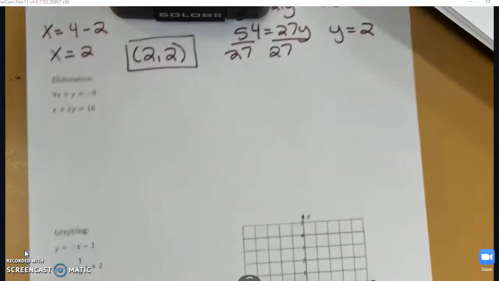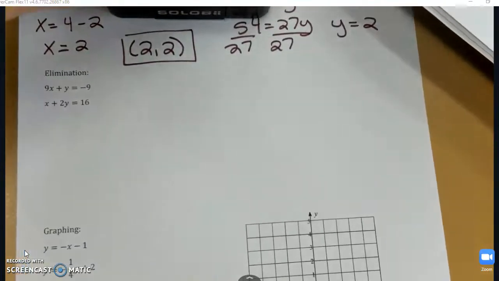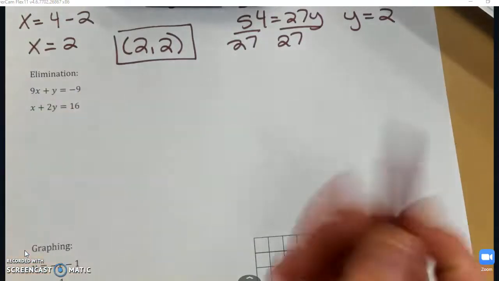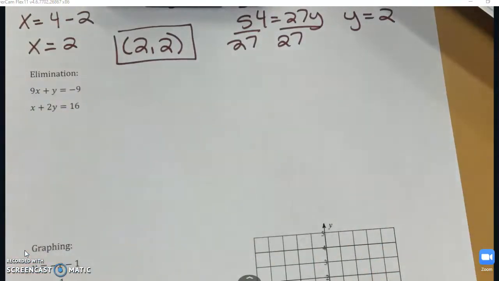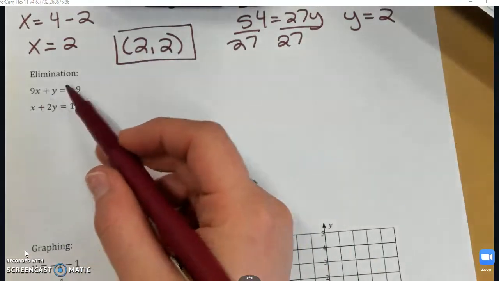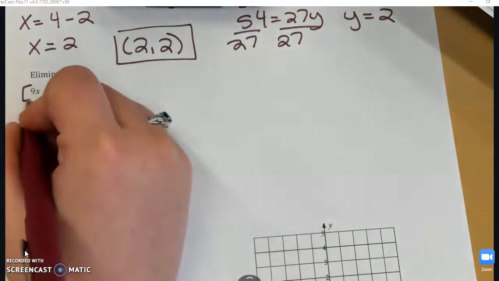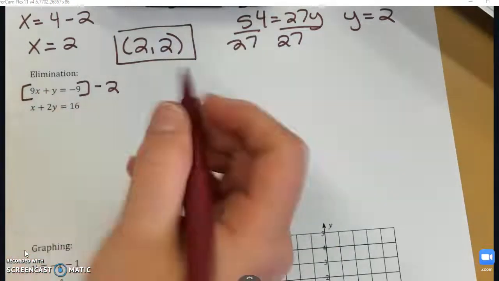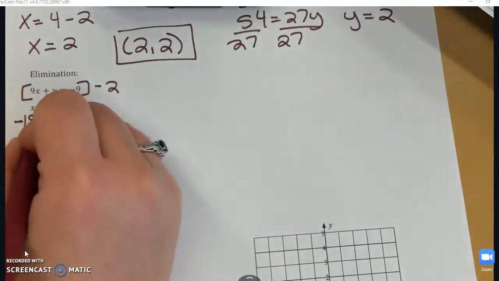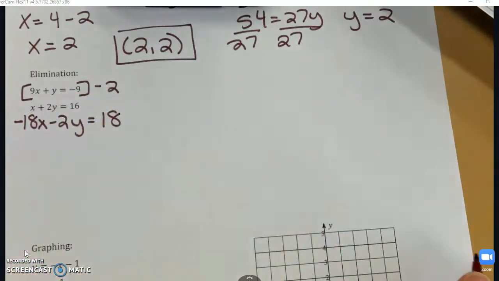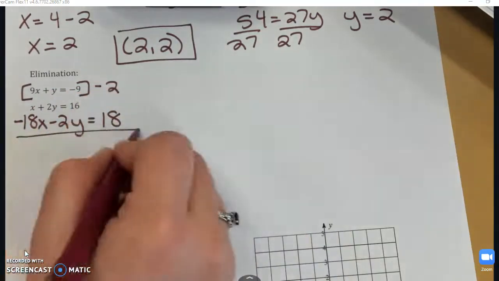That's substitution. Elimination is another method, and for this one, we get either our x's or our y's to cancel. Let's look at our two equations. I need to have all my x's and y's on one side and all my constants on the other, which this one already is set up that way. So I have 9x and x, and I have y and 2y. If I multiply this top equation by negative 2, meaning I have to do all three parts by negative 2, I'm going to get negative 2y, which will cancel with my other 2y.